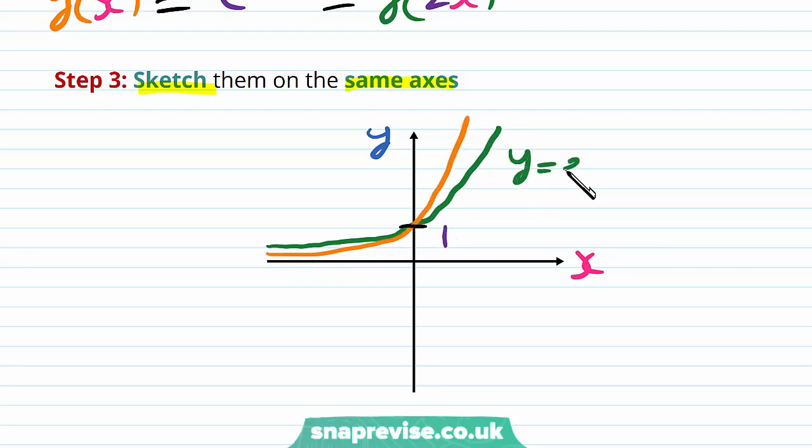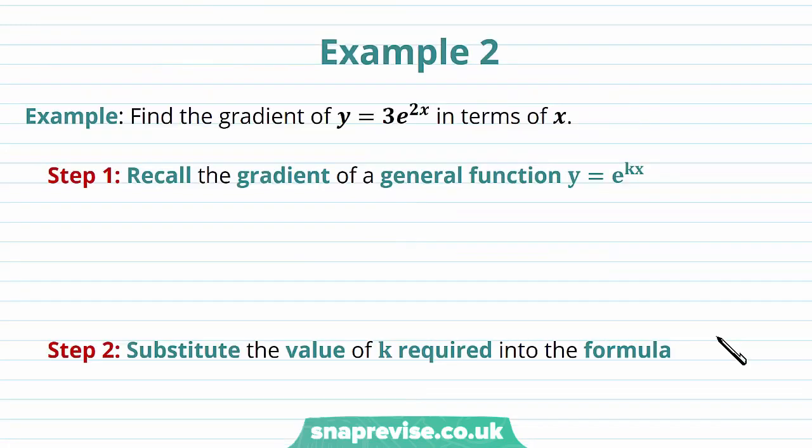So we have our y equals e to the x below for positive x values, and our y equals e to the 2x above for positive x values. Our second example asks us to find the gradient of y equals e to the 2x in terms of x.